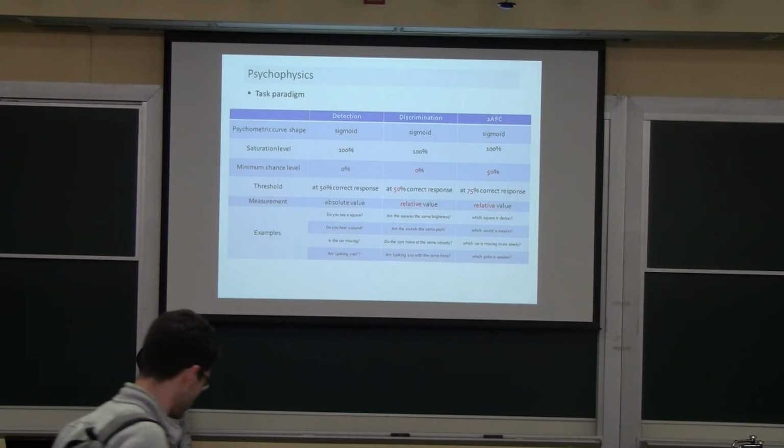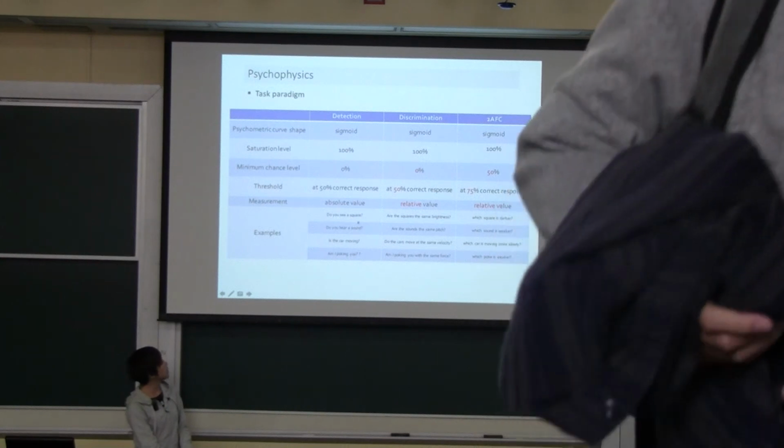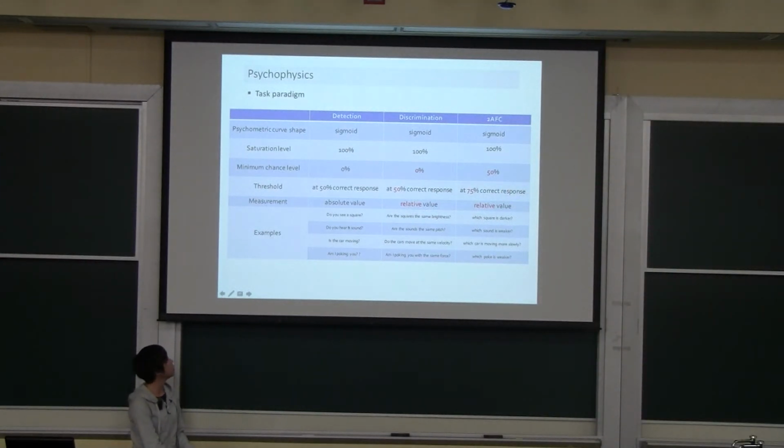So detection is very easy to understand. The examples are, do you see something, or do you detect something? And discrimination could be designed in two different ways. So one is, if you ask somebody, do you think they are different or the same? That's essentially still a detection task, so you're detecting a difference. So in this case, the chance level is still 0%, which means if you can't tell the difference, then you just say, no, I think they are the same. So in this case, the lowest performance is 0%.